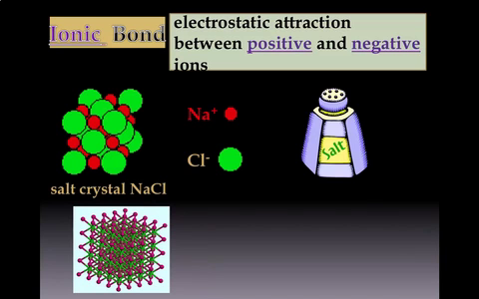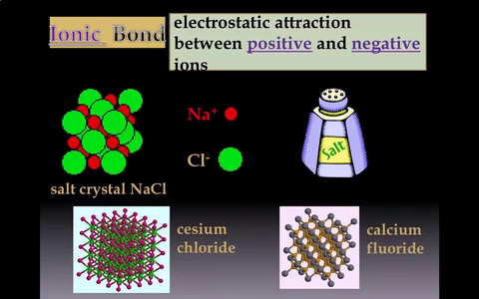they attract together. This is an example of cesium chloride, which is another ionic compound, and then we have calcium fluoride. And those are both pictures showing you a crystal lattice, which is a structure that they form in a crystal, and we'll talk about that a little bit later this video.